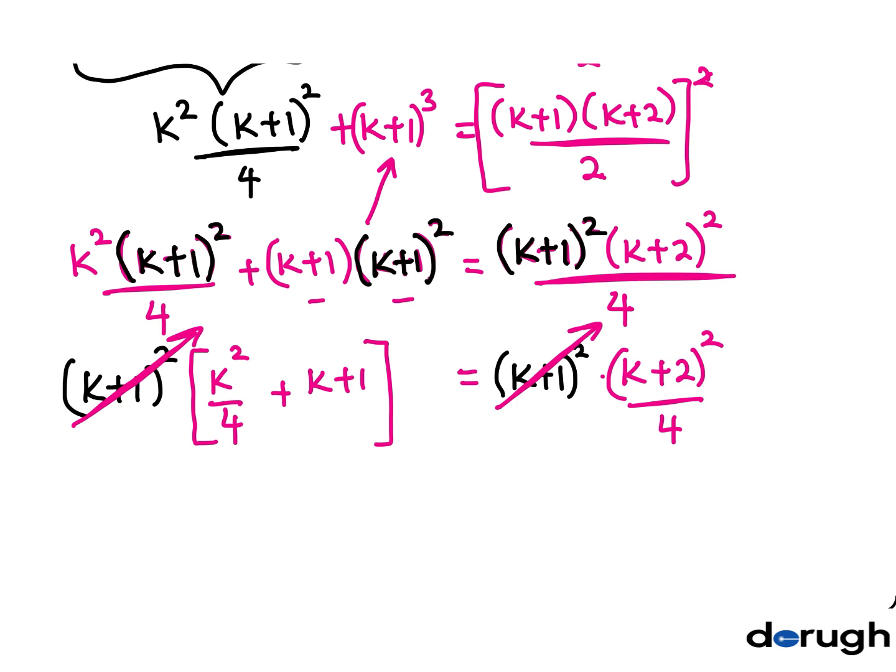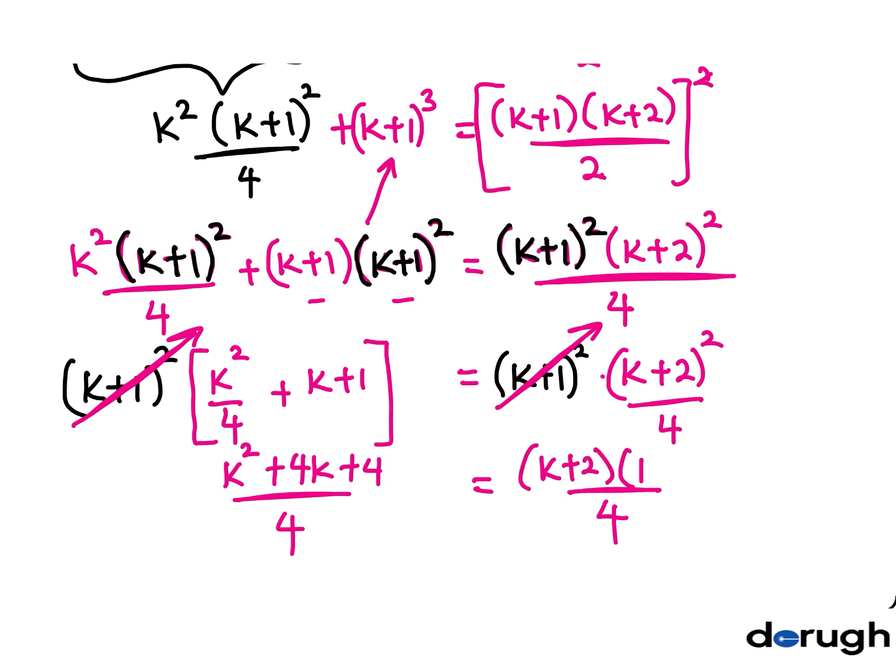On the left hand side, we will make 4 the denominator. We will have k squared plus 4k plus 4. And on the right hand side, we still have 4 as the denominator. If we open this bracket, which is k plus 2 bracket k plus 2, for want of space, I'm just going to do it here. We'll have k squared plus 4k plus 4 all over 4.